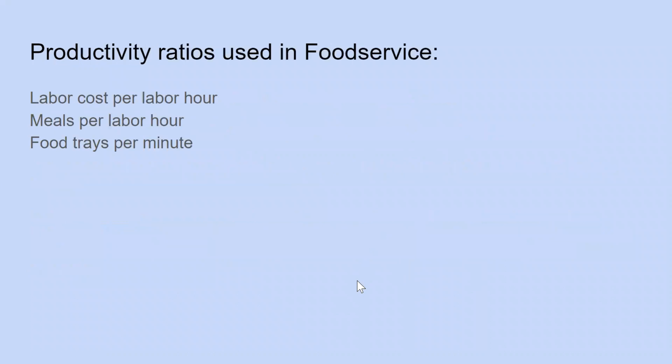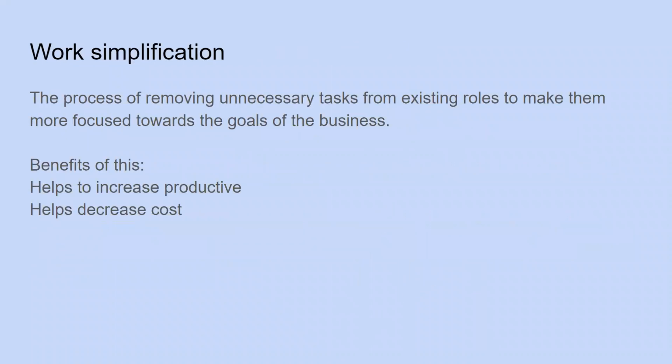Some of the productivity ratios that we use most commonly in food service include labor cost per labor hour, meals per labor hour, and food trays per minute. Work simplification is the process of removing unnecessary tasks from existing roles to make them more focused towards the goals of the business. Benefits of this help to increase productivity and help decrease costs.